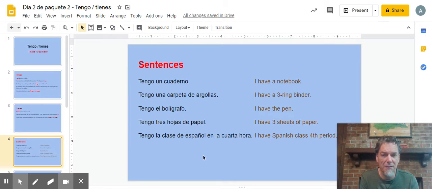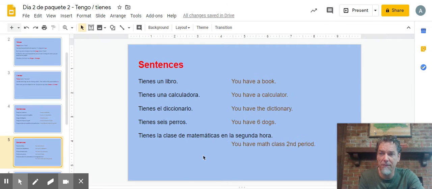Tengo la clase de español en la cuarta hora. We're starting to combine what we were working on yesterday or the last day, día uno. I have Spanish class, 4th period. See? So all of those are with tengo, I have. With tienes, you have. Tienes un libro. Repite. Tienes un libro.